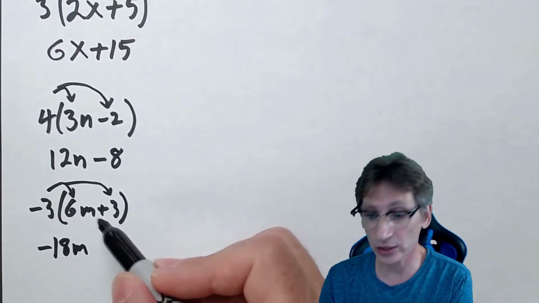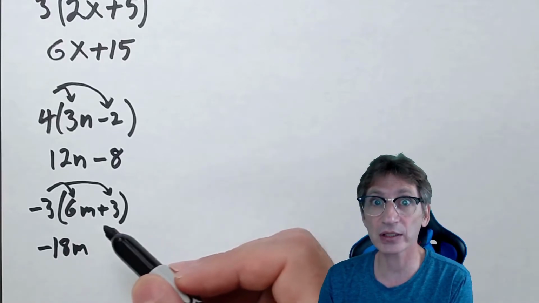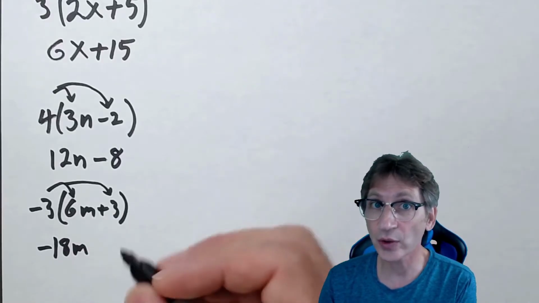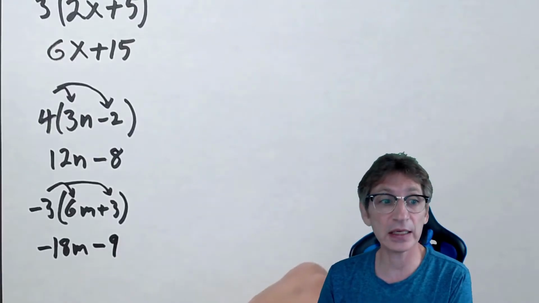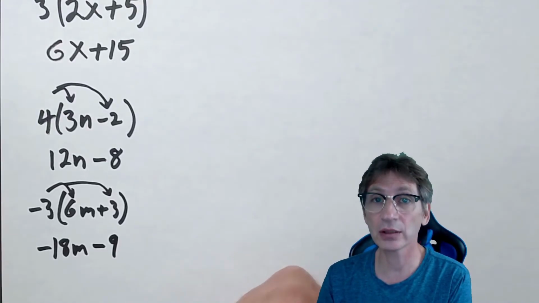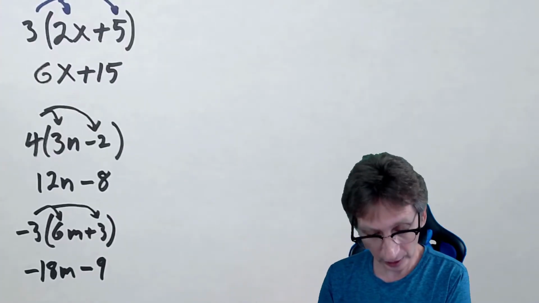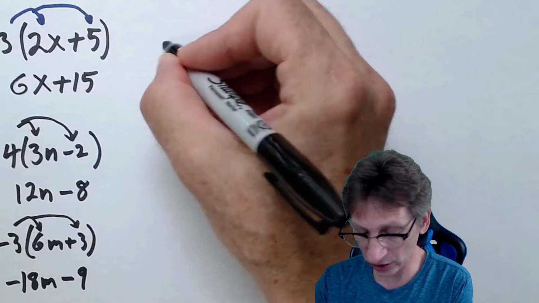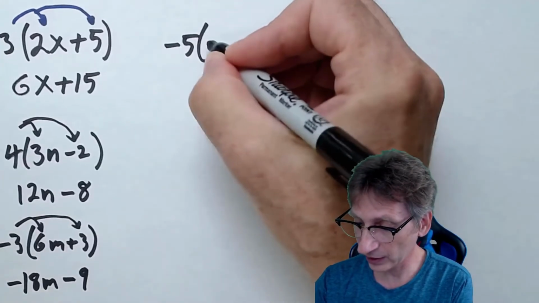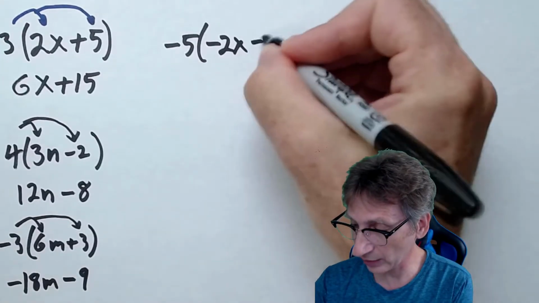Here's the mathemagic. Negative 3 times positive 3 is negative 9. So I just write down negative 9. And it becomes subtraction magically like that. I might have more negatives involved in an expression. Negative 5 times negative 2x minus 4.